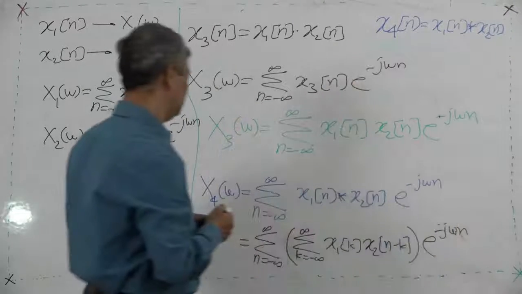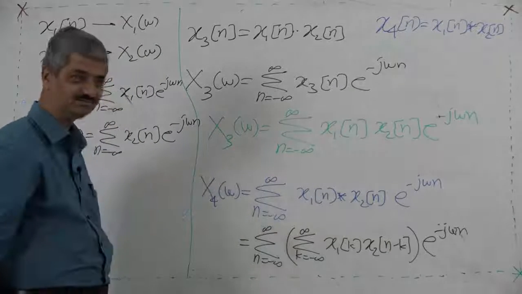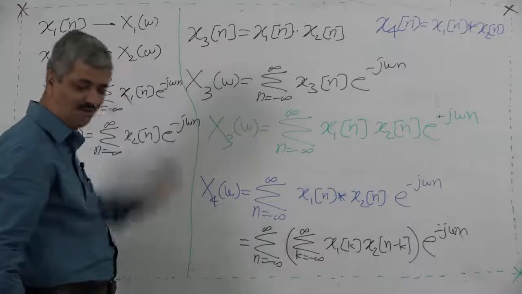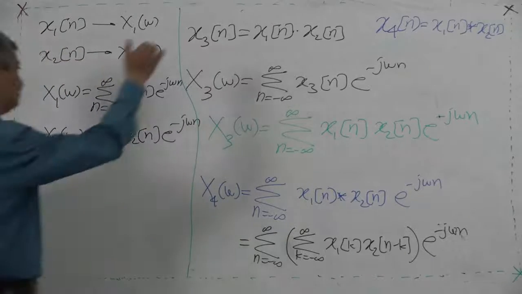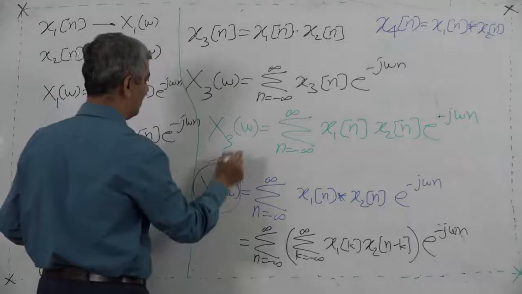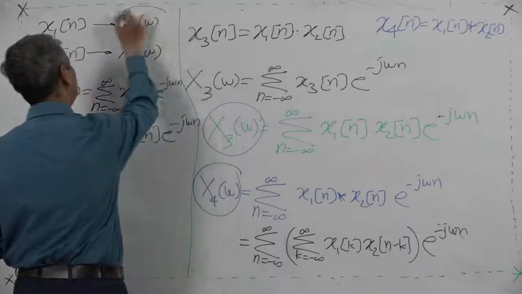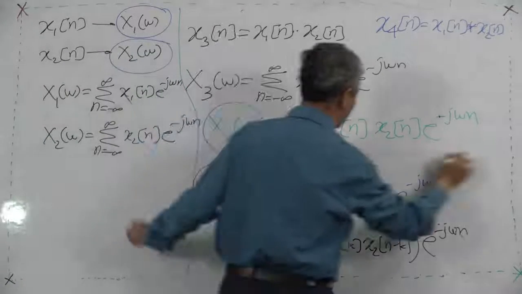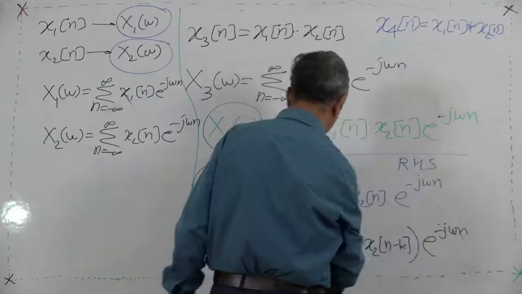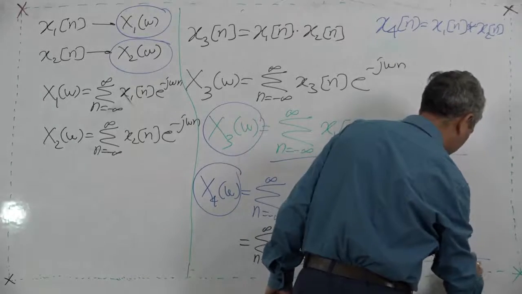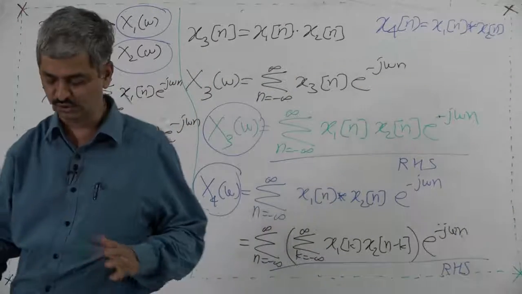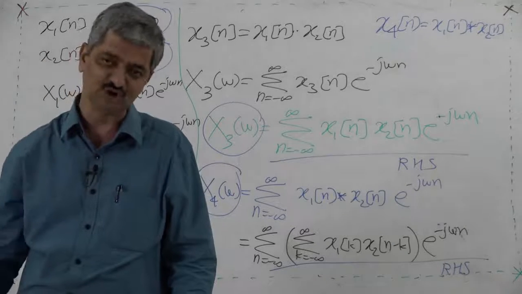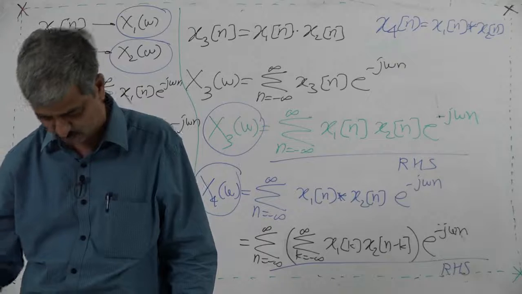So here what have I got? Here I have got a double summation. Here I have got a product. Somehow I want to find both this X4(omega) as well as this X3(omega) from these two, on the right hand side of both. We have got two sequences, each of them having a discrete time Fourier transform which I know.